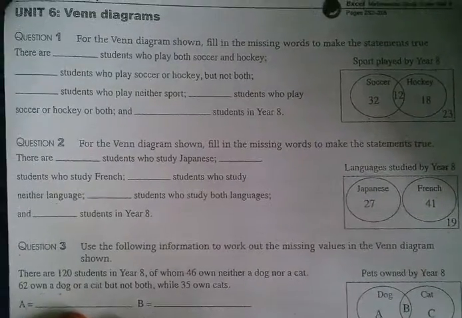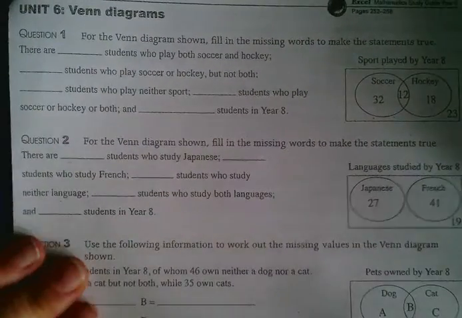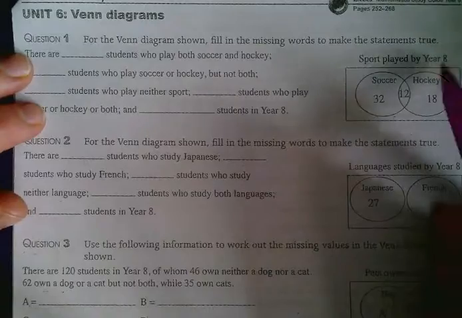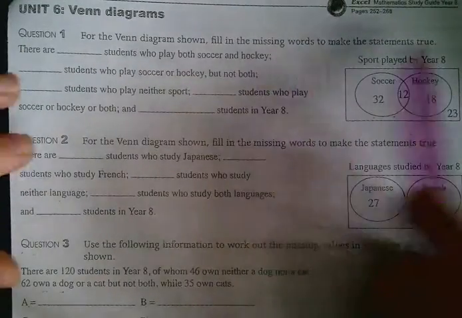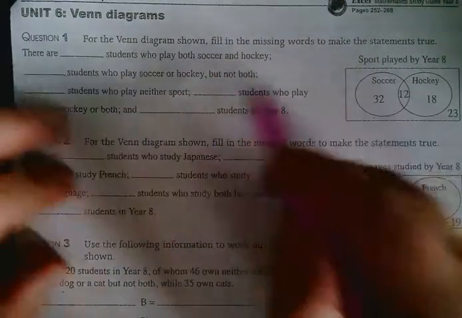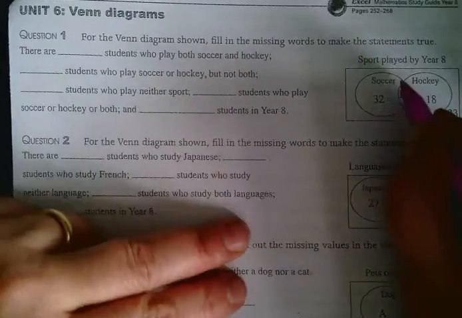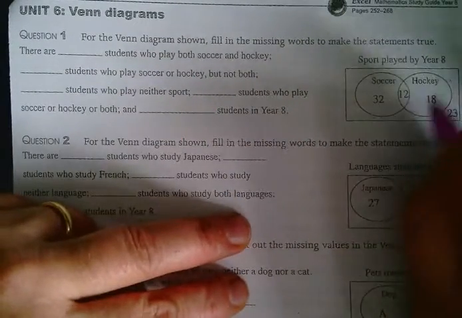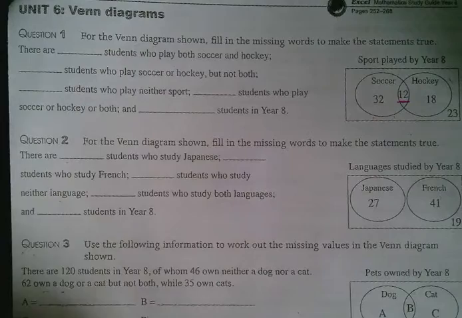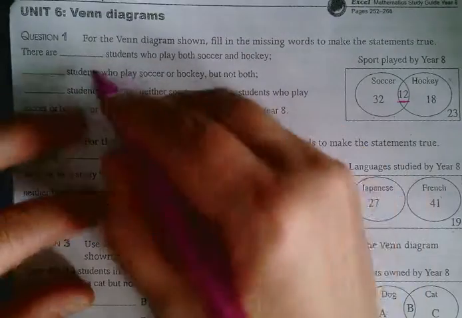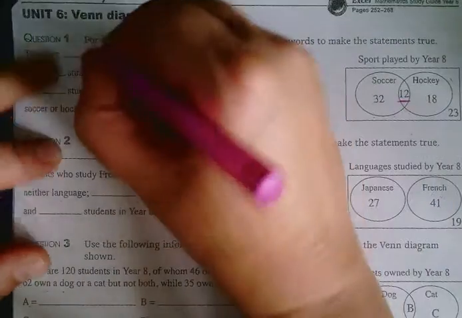Ladies, so Venn diagrams. For the Venn diagram below here, fill in the missing words to make the statements true. Now, I've got the soccer circle and the hockey circle, but there are 12 students that belong to both circles. Do you see? So how many students play both soccer and hockey?